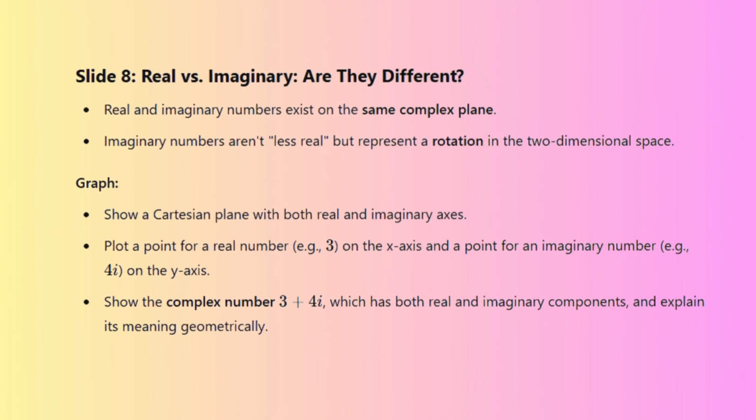Even though we call them real and imaginary, these two types of numbers are part of the same complex plane. Imaginary numbers are not less real than real numbers, they just represent a different direction in the complex plane. Both real and imaginary numbers are important, and together they form complex numbers, which are essential for many advanced applications in math, physics, and engineering.